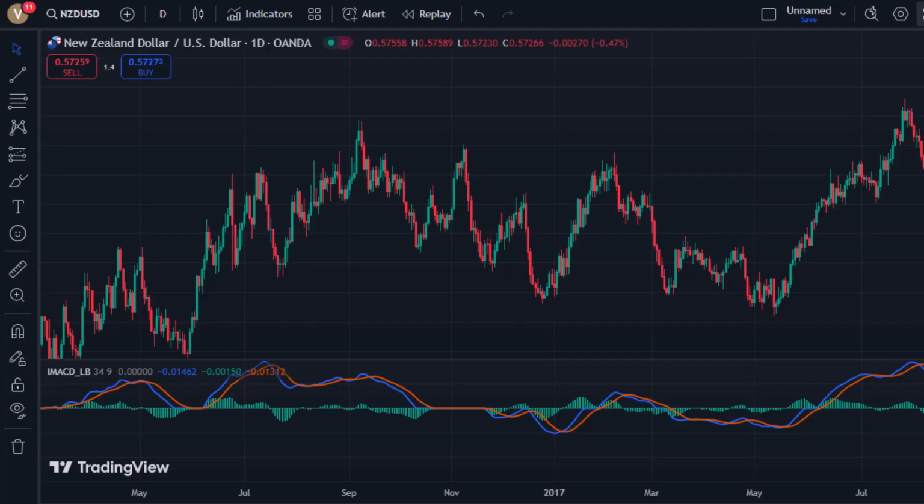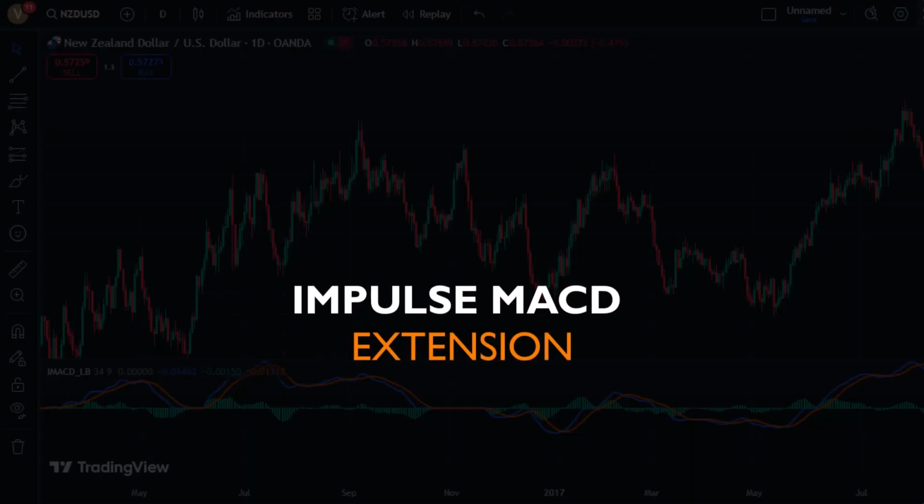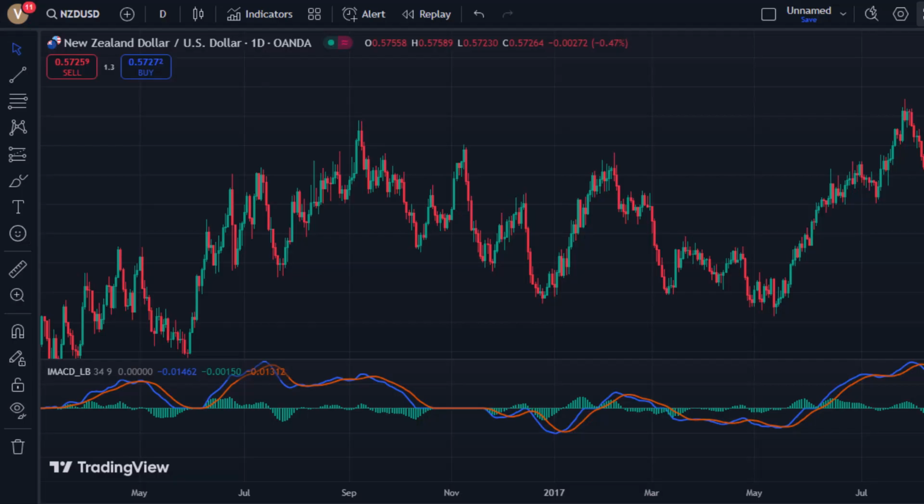So this strategy is a little bit more advanced, but it also has a higher win rate. It's called the Impulse MACD extension. So this is how you trade it.